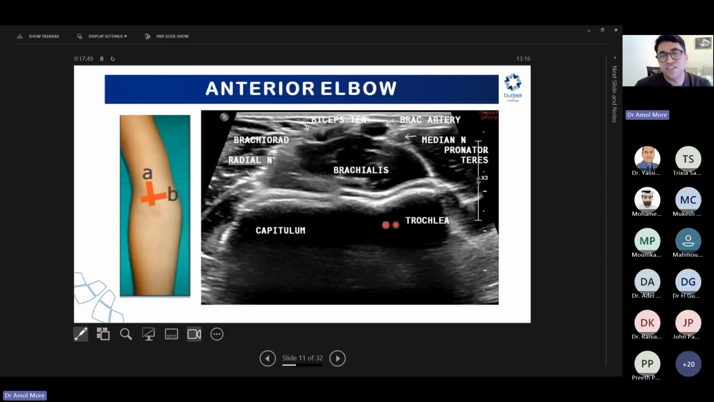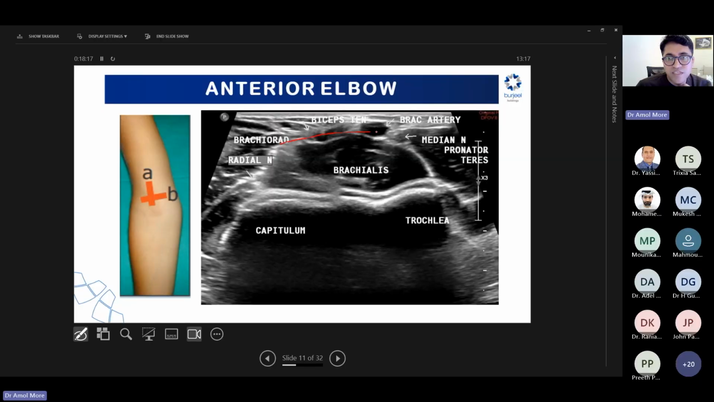These are the various structures. This is the lateral aspect of the distal end of the humerus, which is nothing but the capitulum. This is the medial aspect of the distal end of the humerus, which is the trochlea. And you can see the nicely looking hypoechoic structure adjacent to this bony outline, which is nothing but your hyaline cartilage.